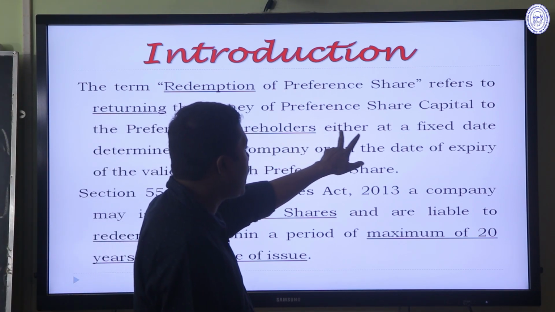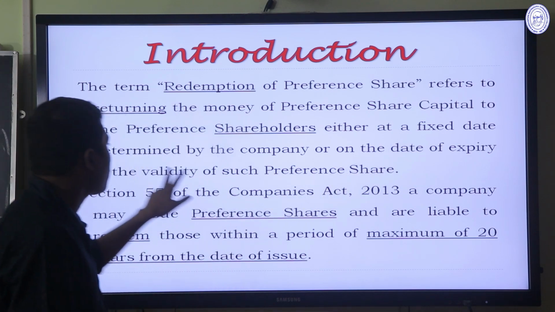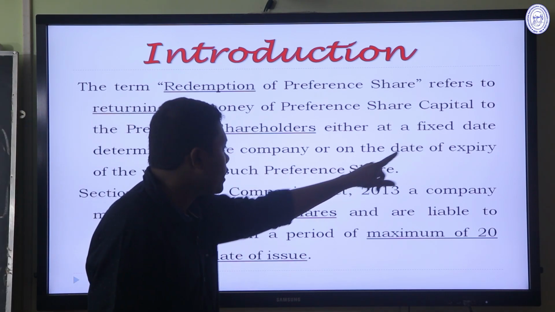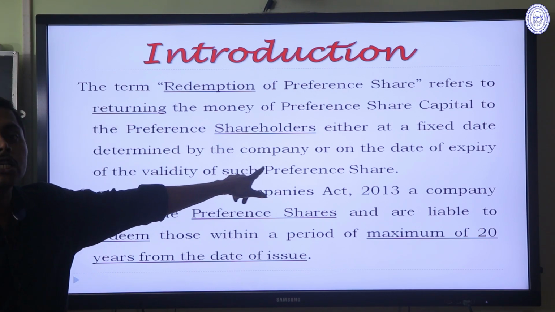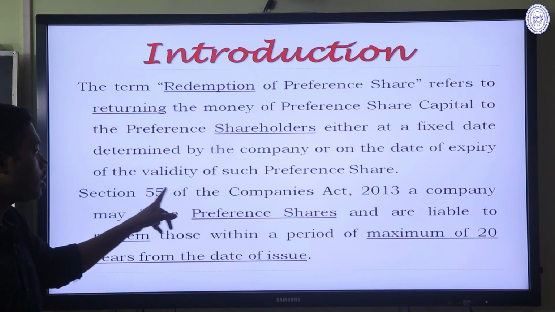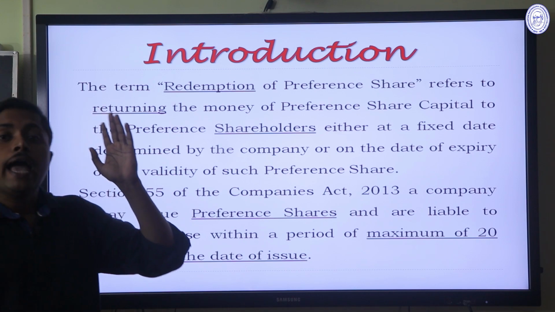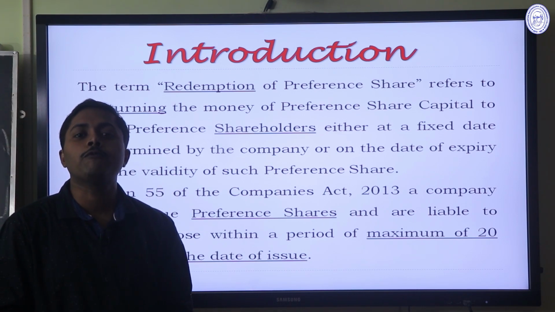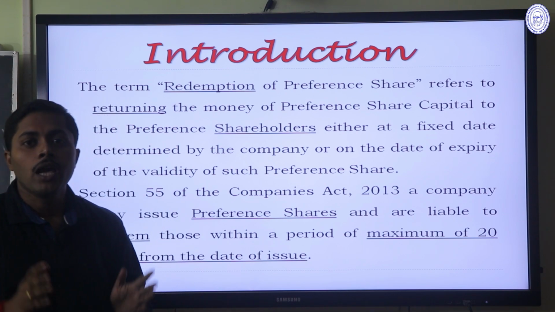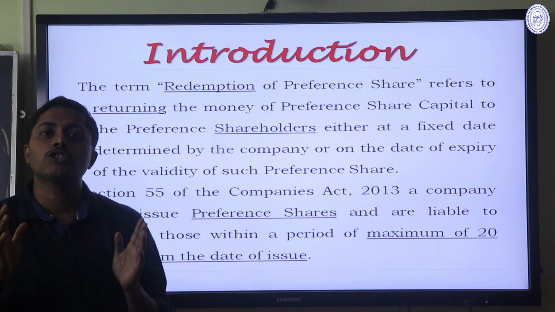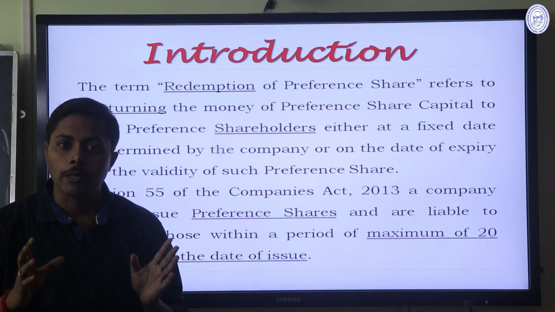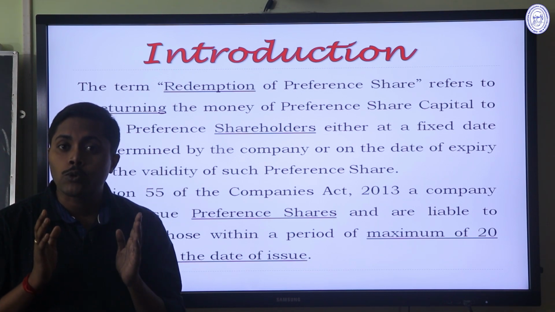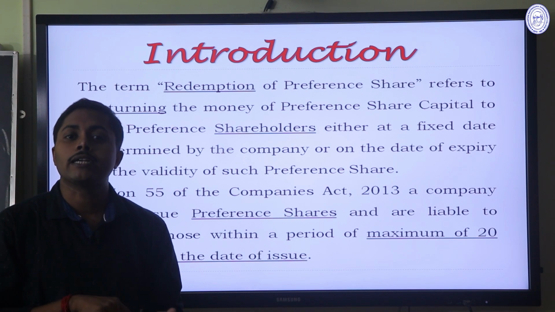One important thing is that it happens either at a fixed date determined by the company or on the date of expiry of the validity of such preference share. What does it actually mean by validity? According to the Companies Act 2013, section 55, no preference shares can be issued as irredeemable. All the preference shares must be redeemed within 20 years from the date of issue.